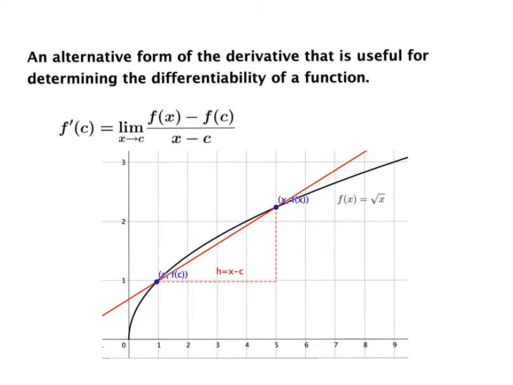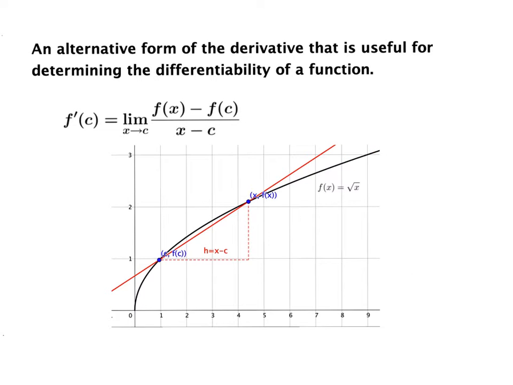So now let's look at the fraction part of our derivative. And remember, this is essentially the slope formula, change in y over change in x. So the change in y is f of x minus f of c, and you can see the change in y between the point c, f of c and x, f of x is f of x minus f of c, and the change in x is x minus c.